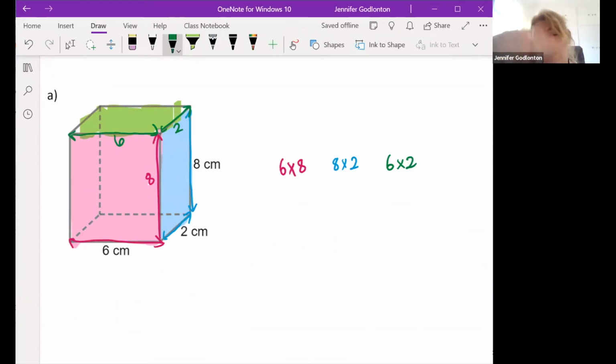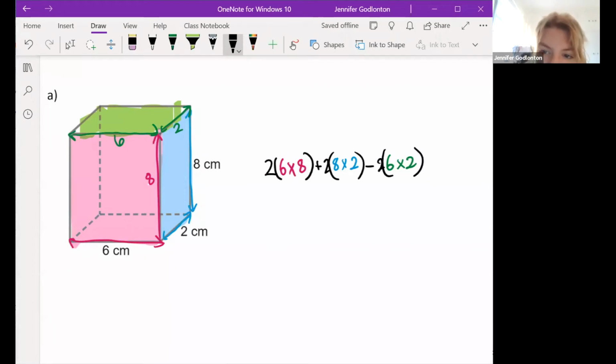But remember, each of them are doubled. There's the one here, and then there's the one at the back. There's the one on the top and the one on the bottom, the one on the side and the other one on the side. So we're going to multiply each of them by 2. And then we're just going to add them together. And that's how we get our surface area. The order doesn't matter at all.